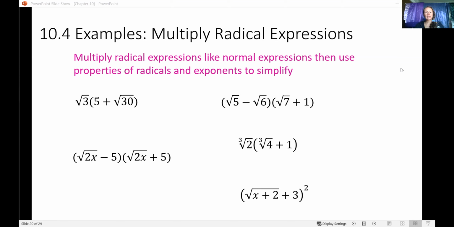All right, so let's go through these examples on our whiteboard. I'll start with the square root of 3 times 5 plus square root of 30. And the nice thing about when we multiply radical expressions is we can multiply together any two radicals. If the index is the same, that gives us room to use the product property.